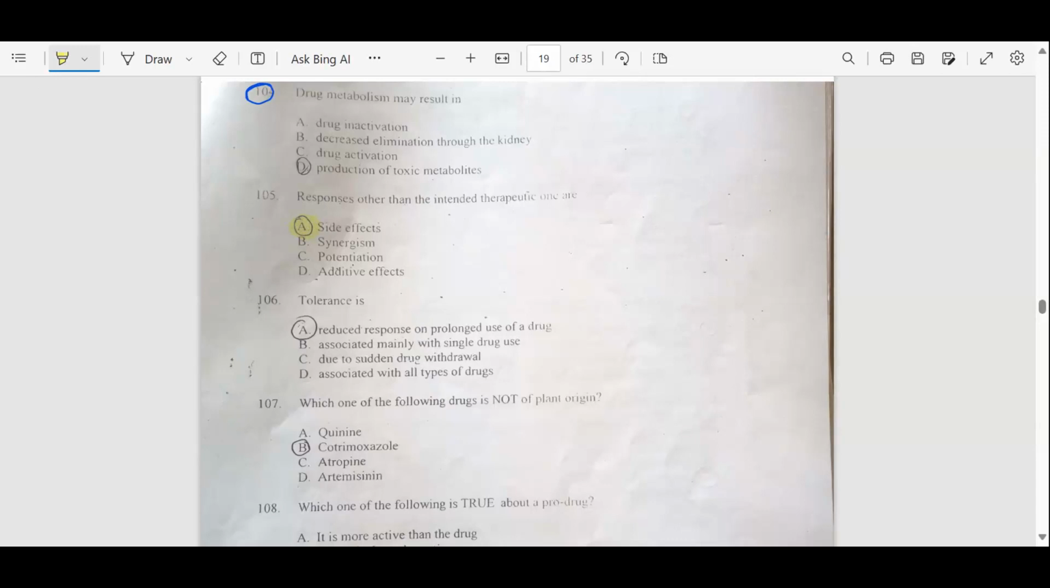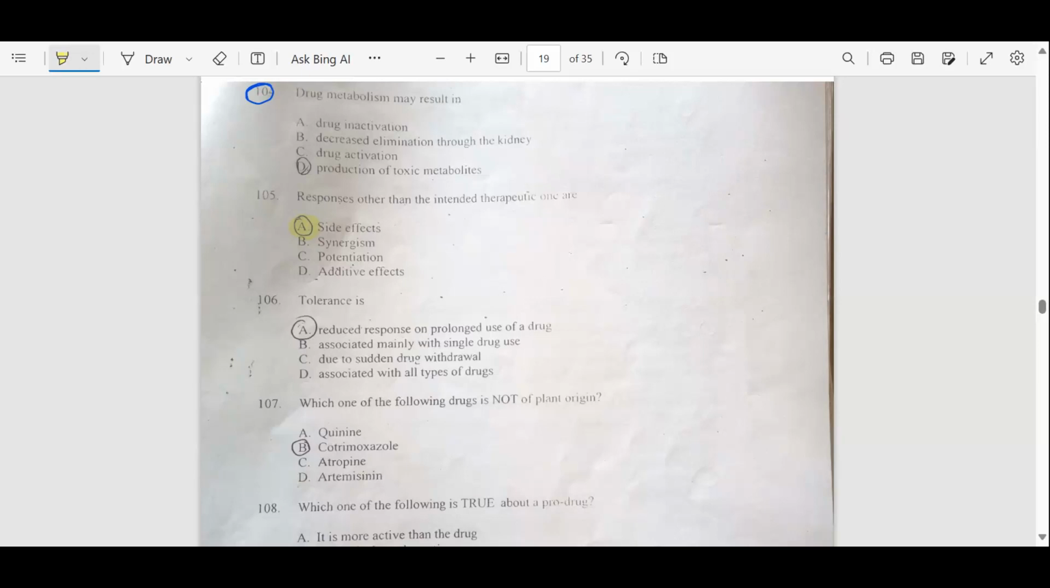From that, you know the answer is side effects, but now we'll talk about at least a few things about each of the choices. Synergism is like a combination of two drugs to get the best effect or the best therapeutic outcome.